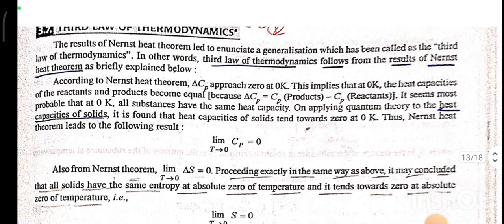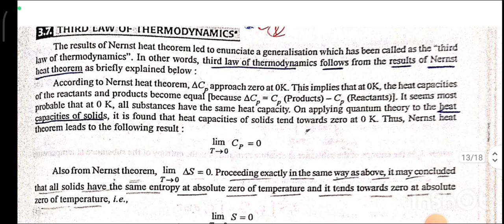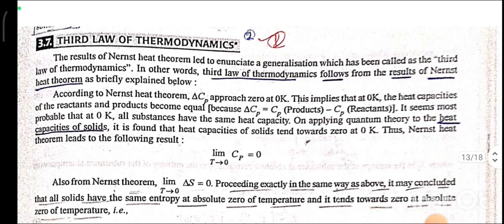inspired generalization, which has been called the third law of thermodynamics. In other words, the third law of thermodynamics follows from the result of the Nernst heat theorem, as briefly explained below. According to the Nernst heat theorem, delta Cp approaches 0 at 0 Kelvin. This implies that at 0 Kelvin the heat capacities of the reactant and the product become equal. It seems most probable that at 0 Kelvin all substances have the same heat capacity.